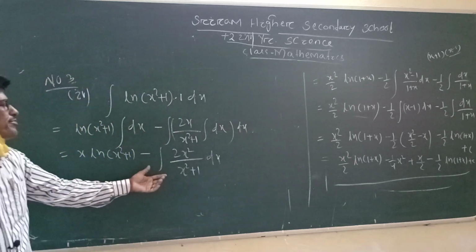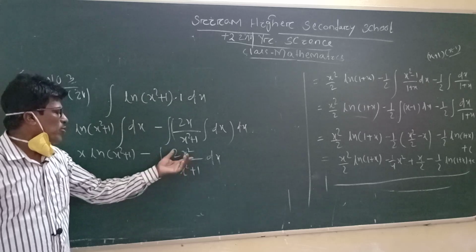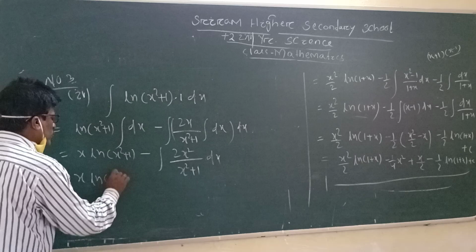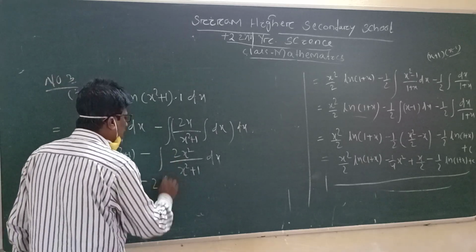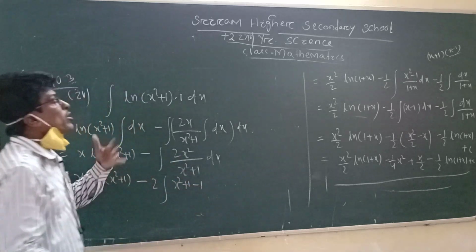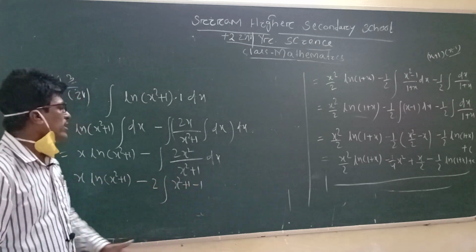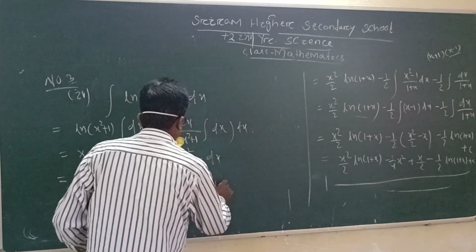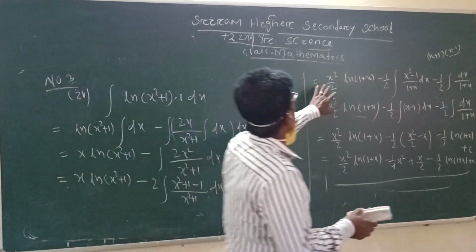How to integrate that value? You look, just I am going to do: x ln(x square plus 1) minus, in this case taking 2 outside, x square plus 1 minus 1, divided by x square plus 1 dx. In previous problems I always used that technique also, using plus 1 and minus 1, then dividing by x square plus 1 dx. You look, that type of technique was used in earlier questions also.